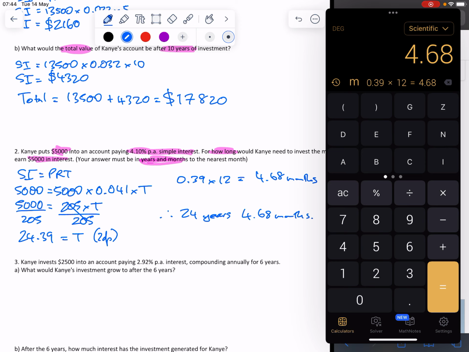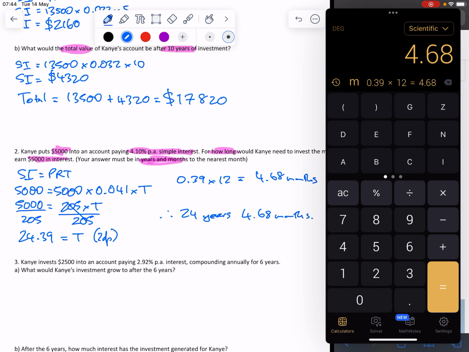Kanye invests $2,500 into an account paying 2.92% interest compounding annually for 6 years. What would the investment grow to after 6 years? As soon as it says compounding, you are using the TVM solver. Turn the TVM solver on. The TVM solver has N, I, PV, PMT, FV, PY, CY. Leave N for now. The account is 2.92%, so we don't need to convert on the TVM solver. We just put it in.